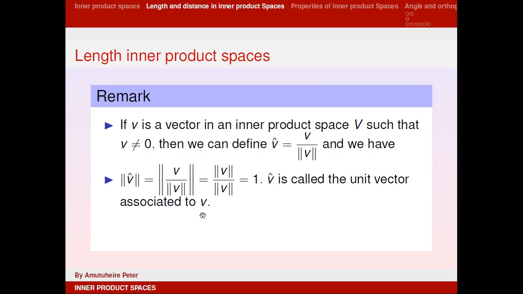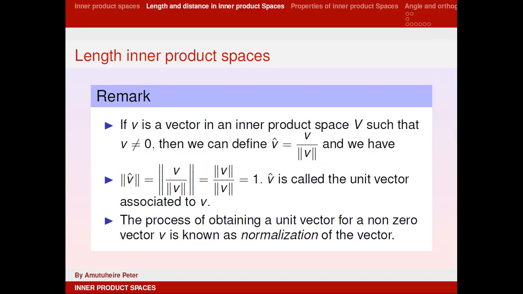So for any vector, if it is a unit vector, well and good. If it is not, we can make it a unit vector by dividing by its magnitude, or its length, or its norm. The process of obtaining a unit vector for a non-zero vector is known as normalization, because we divide by the norm.